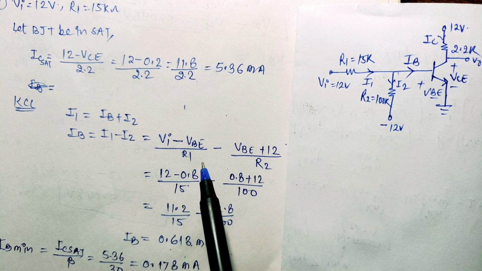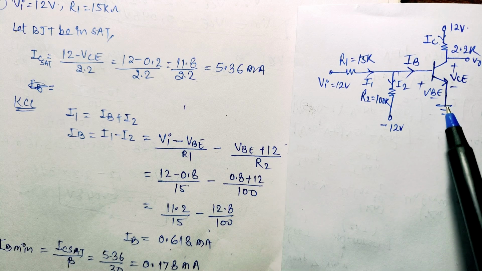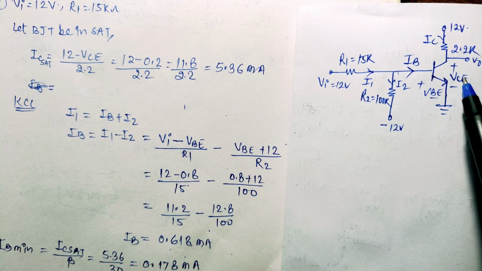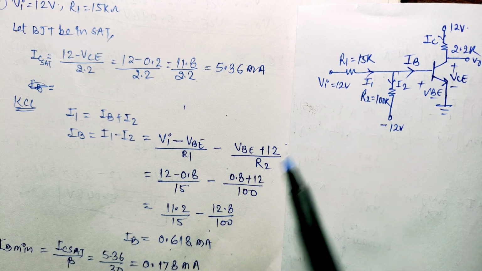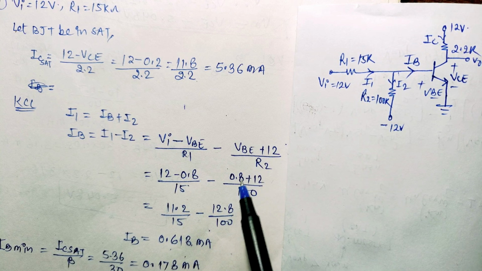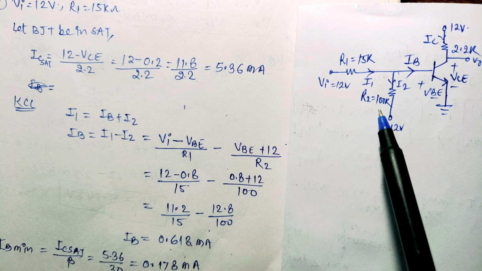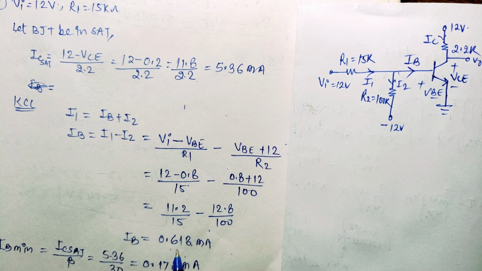Now we put the value of VB equal to 0.8 volt, since this is a silicon transistor and it is working in saturation region. So VB equals 0.8 volt. Then IB equals 12 minus 0.8 upon R1 value 15, minus 0.8 plus 12 upon R2 value, which is given in the question as 100. IB value will be equal to 0.618 milliampere.